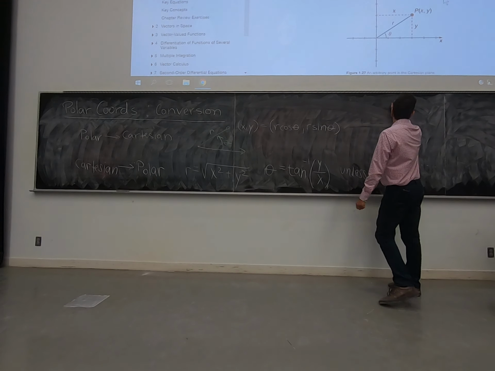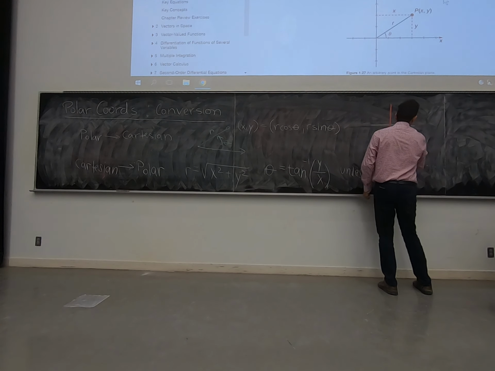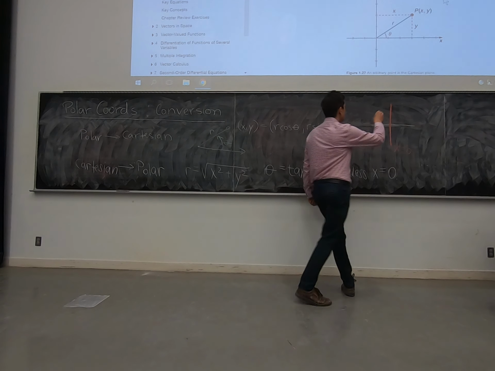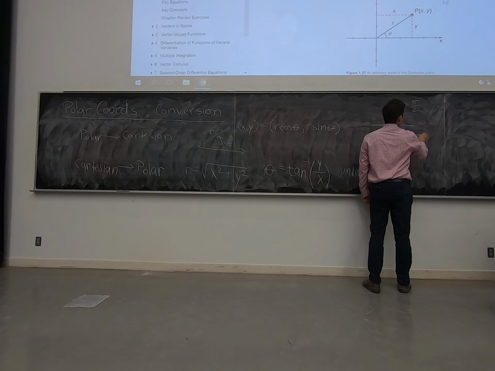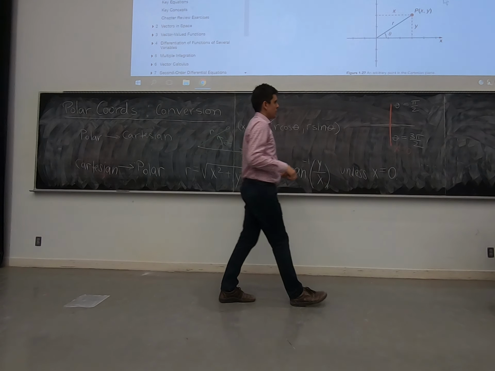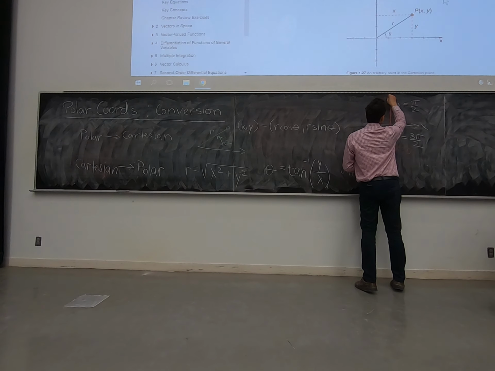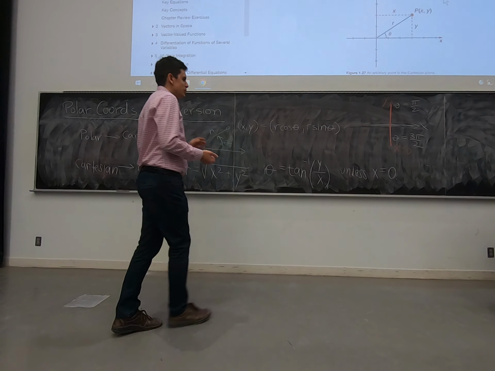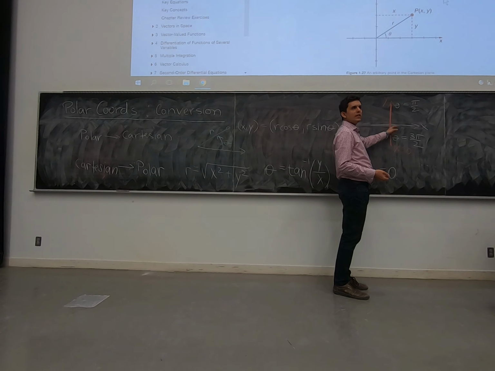If x is 0, then we're somewhere along here. This is the line x is 0. So we are either somewhere up here and theta is pi by 2, or we're down here and theta is 3 pi by 2. So we can get into this slightly ambiguous situation. This formula works for all values of x and y, unless x is 0. If x is 0, you have to look at this diagram and figure out, am I up here or am I down here?